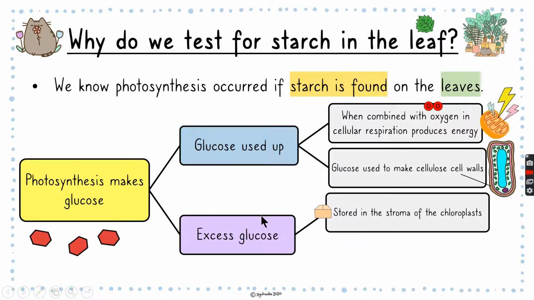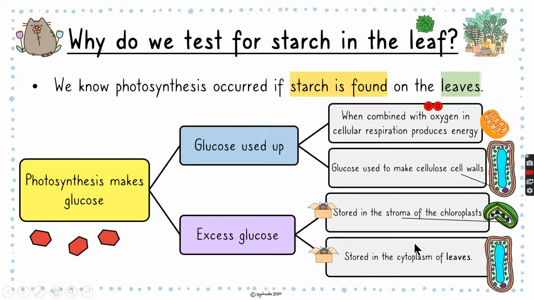Otherwise, if you have excess, it can be stored in the chloroplast, in the stroma part. Otherwise, it can be stored in the cytoplasm of the leaf. So this right here is a chloroplast, and I'm going to explain how the structure is. I think it's best if we actually do a recap on the structure of the plant cell.